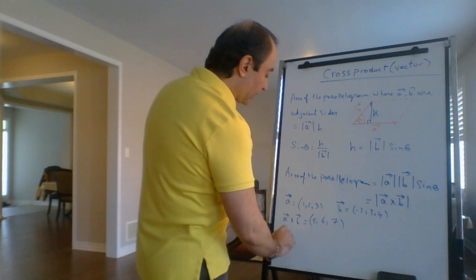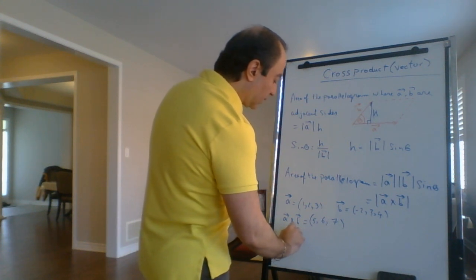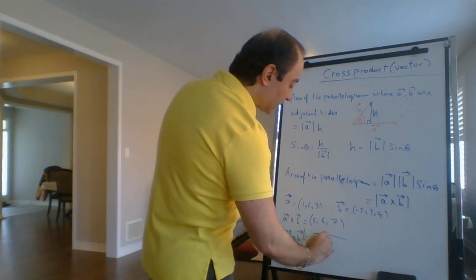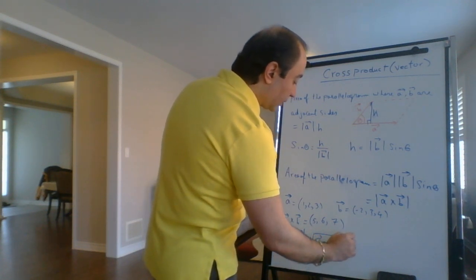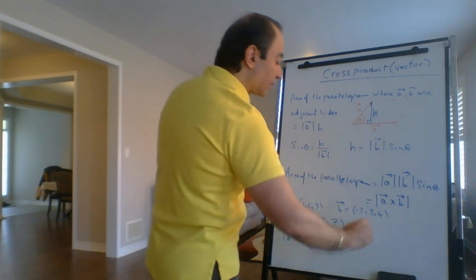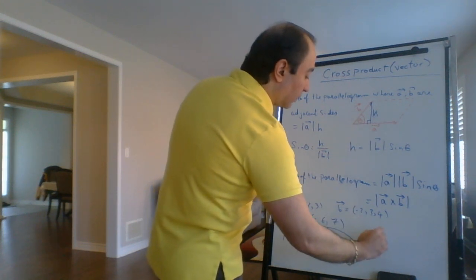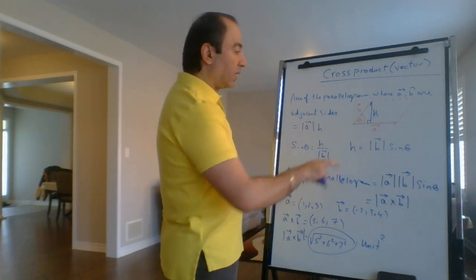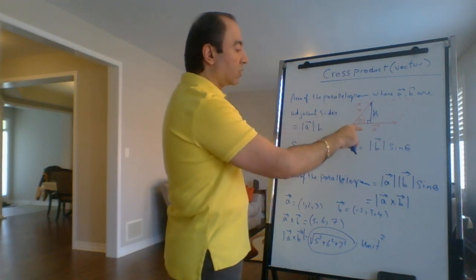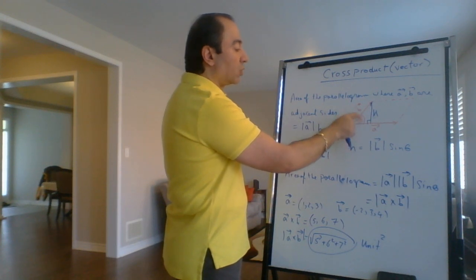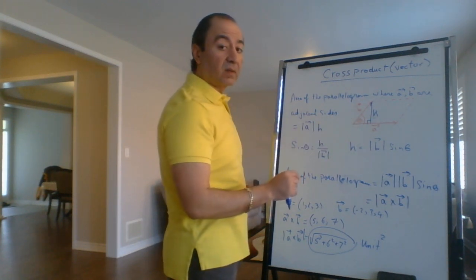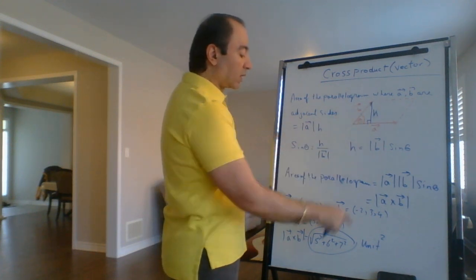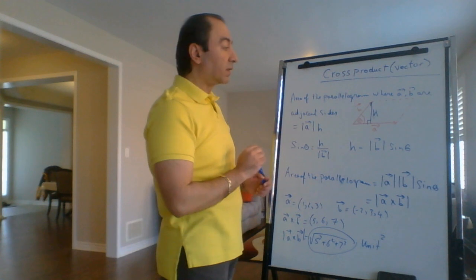Now I need to find the magnitude of A cross product B. This will be the square root of 5 squared plus 6 squared plus 7 squared. You will get a number. This represents the area of the parallelogram. So the idea is if you have two adjacent vectors, you can find the area of the parallelogram by doing the cross product and getting the magnitude of the vector you will get.